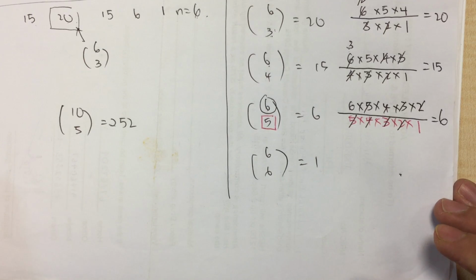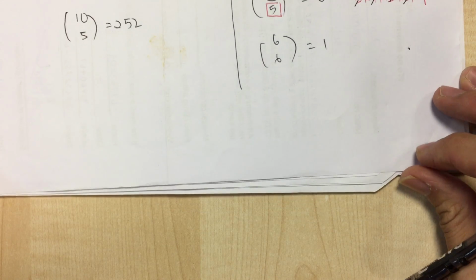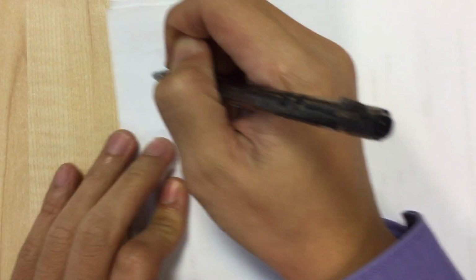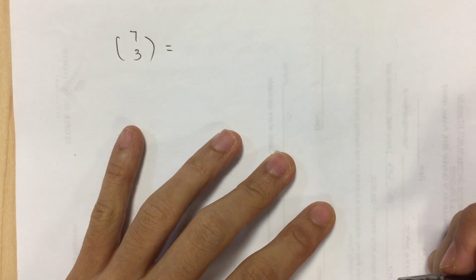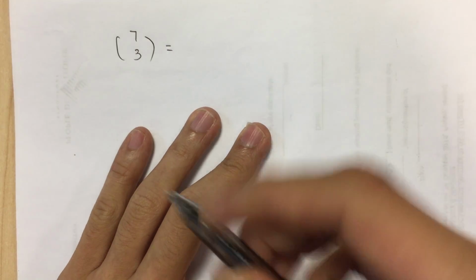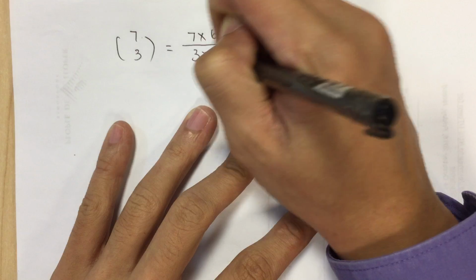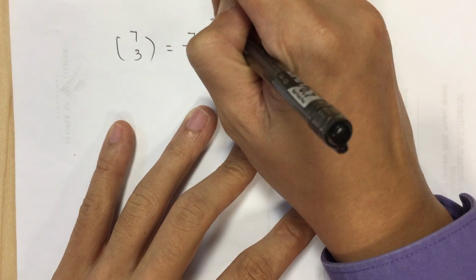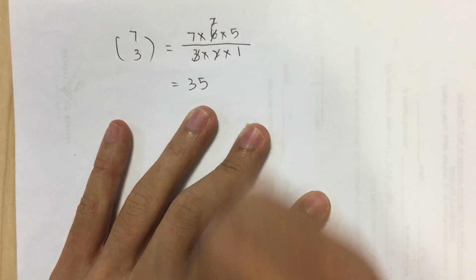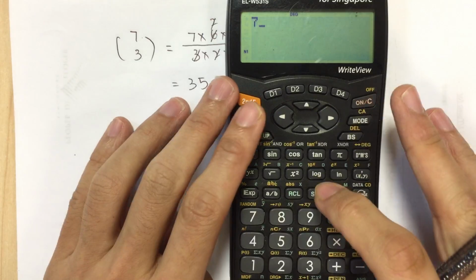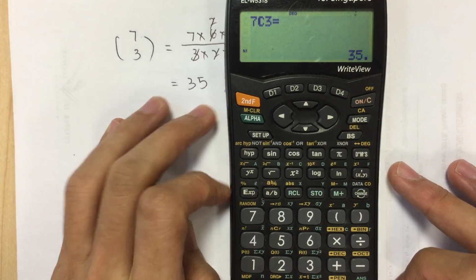If you are able to tell the pattern, good. If not, I'm going to do an unrelated one, and then we see whether we can find the pattern. If you need to rewind the video to go and copy those, please go ahead. I'm going to ask you, what is 7C3? If you are able to write it down, please do. If not, in 5 seconds, I'm going to write this down. 7, 6, 5 over 3, 2, 1. My answer is 35. Let's verify with the calculator. Indeed, it is 35.